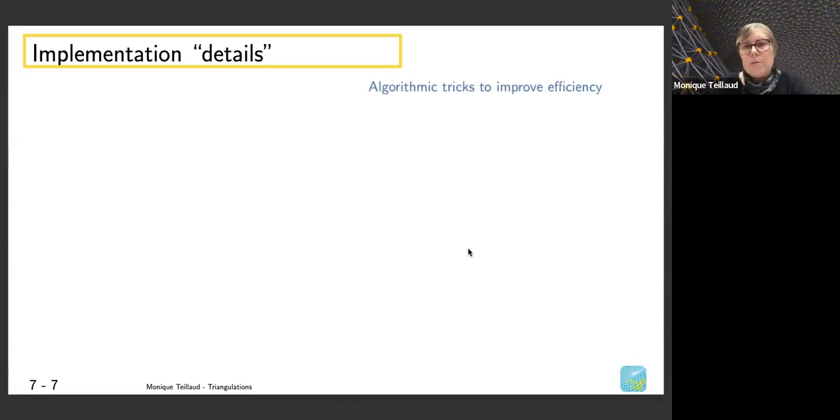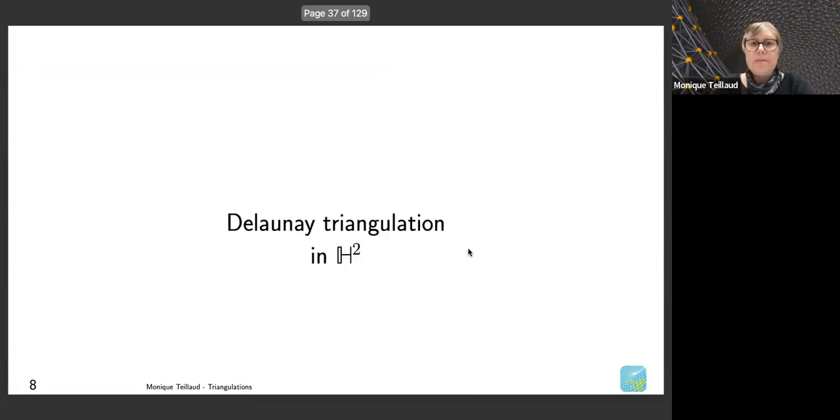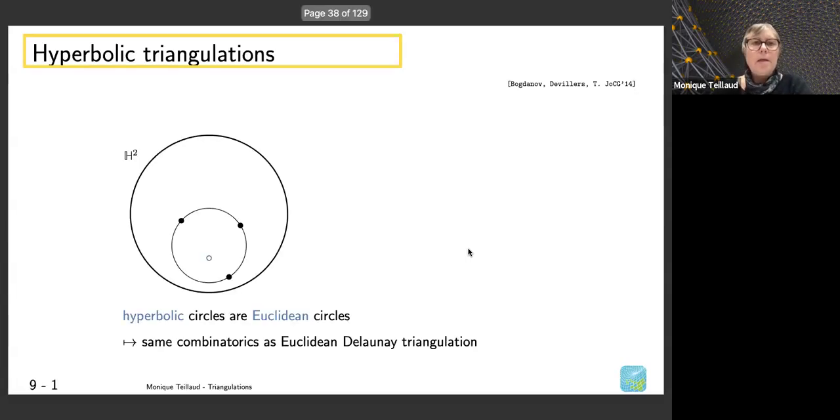And there are a few tricks to improve the efficiency, but I won't say anything here about that. Then I switch to other spaces. So first, the hyperbolic plane. Here I'm drawing everything in the Poincaré disk model, in which the hyperbolic plane is the interior of the unit disk in the complex space, for instance.